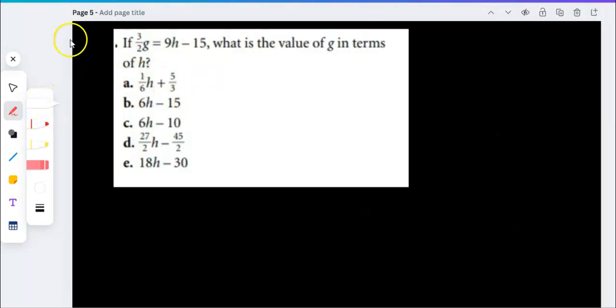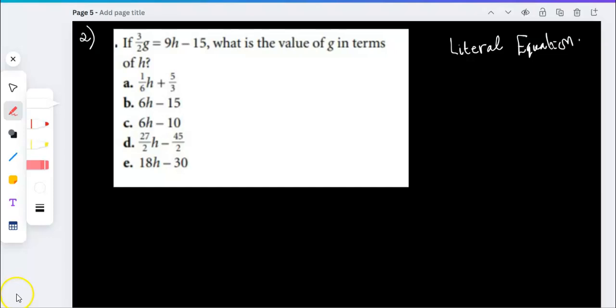So this is your second question. You can pause the video and try the question and then see the explanation. As you can see here, we have 3 over 2 g equals 9h minus 15. We have to find the value of g in terms of h. This is connected with literal equations, so here we are solving for g in terms of h.